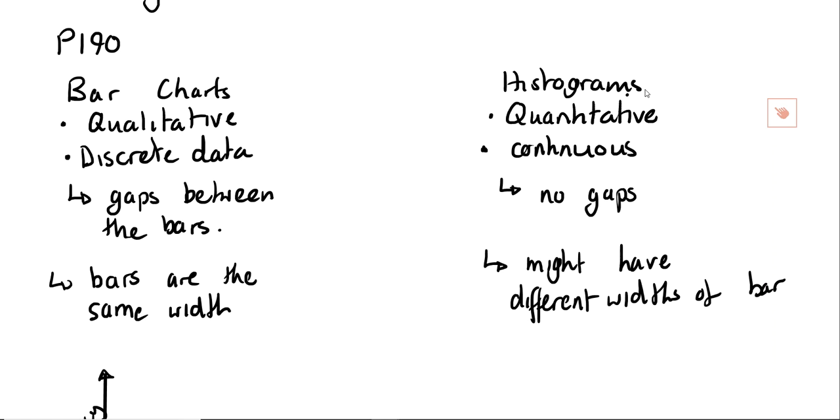So a histogram has bars that touch. A bar chart has gaps. And it runs always the same width. Bar charts always have bars at the same width.